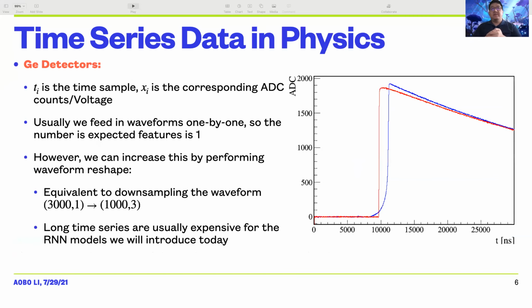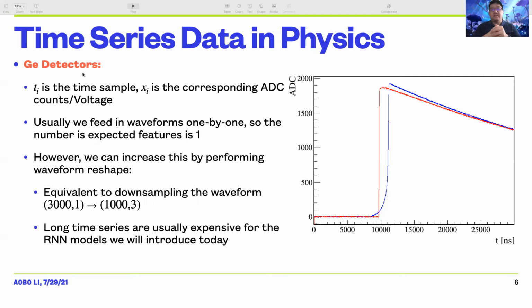Okay, so now let's talk about how time series is embodied in physics, especially experimental physics. I guess most of the participants of this class come from a germanium detector background. Germanium detectors produce a waveform, which is a very typical time series. Ti in this case is a time sample, and Xi is the corresponding ADC count, or voltage if you convert the ADC value into an actual voltage reading. Usually we feed in waveforms one by one into our machine, so the number of expected features is just 1: one ADC count or voltage per time sample.